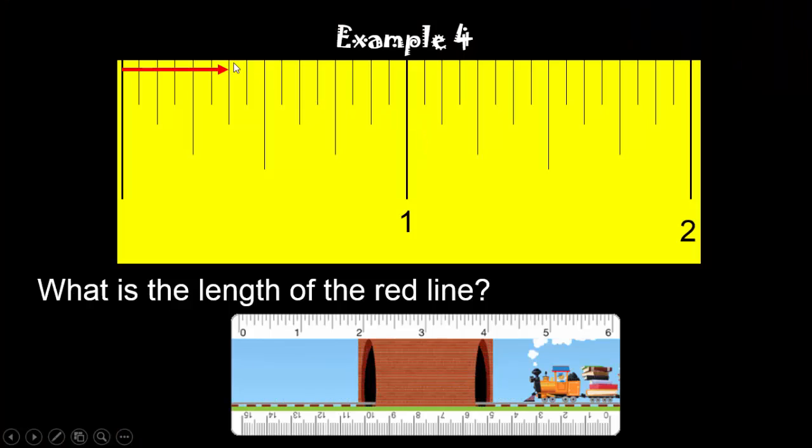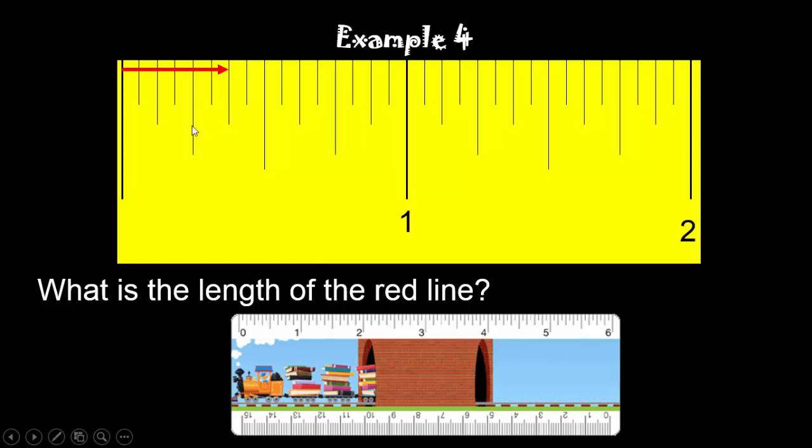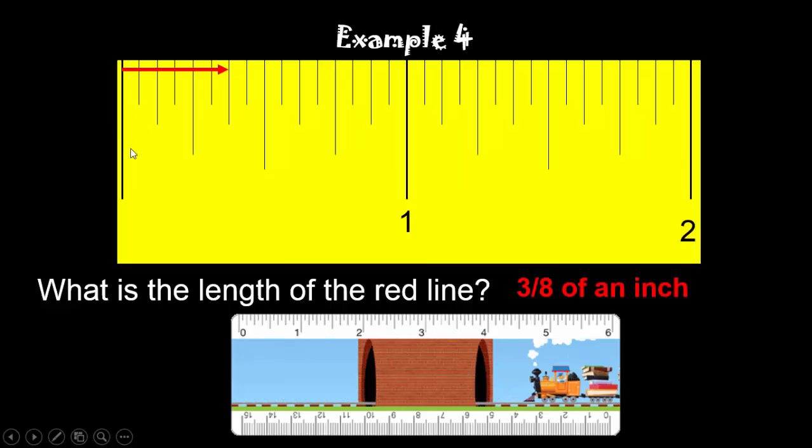So we see the line ends on one of the 1/8 lines. So we go back to figure out how many there are, meaning how many 1/8 this red line covers. So we only look at the lines that are the same size or larger than that 1/8 line when we work backwards. So we have 1, 2, 3. So that means that this red line is 3/8 of an inch.